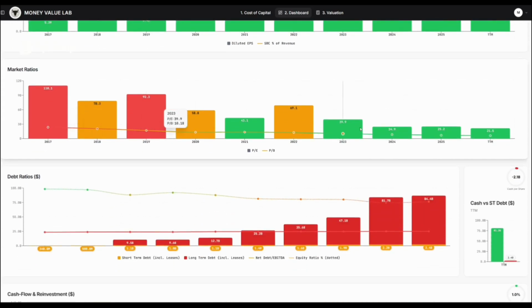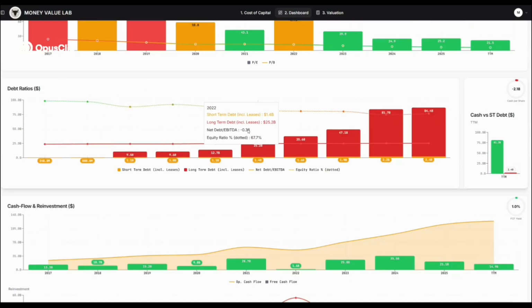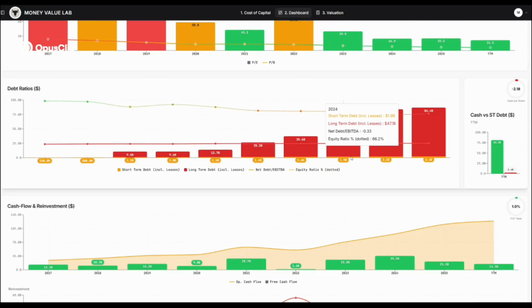Here is just simple price to book. You have it in the dashed line. In the bars here, you have PE ratio. Here, debt ratios: red is long-term debt, orange is short-term debt. And here to the right, you have the short-term repayment capacity. This is really important. Even though you're valuing a company, you need to control for risk.